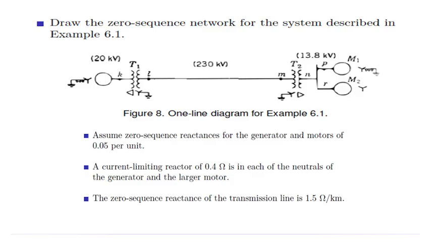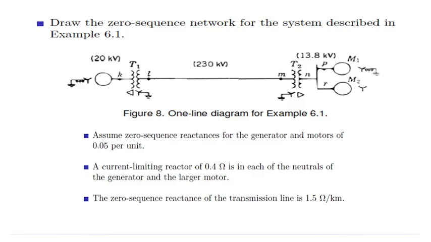Okay, this slide introduces the process of constructing the zero sequence network for the power system presented in example 6.1. The single line diagram shows the generator connected through transformer T1 to a high voltage transmission line, which in turn is connected via transformer T2 to two motors.